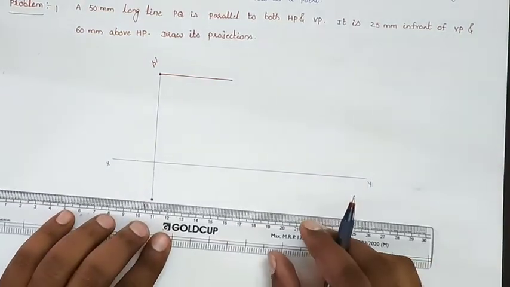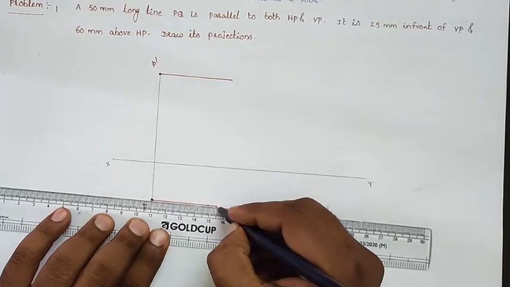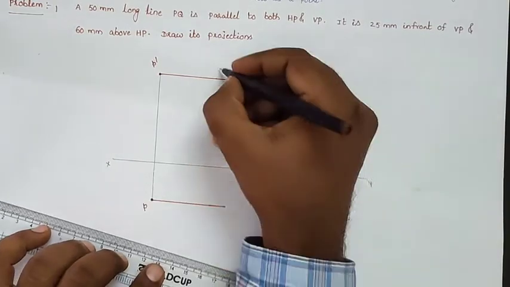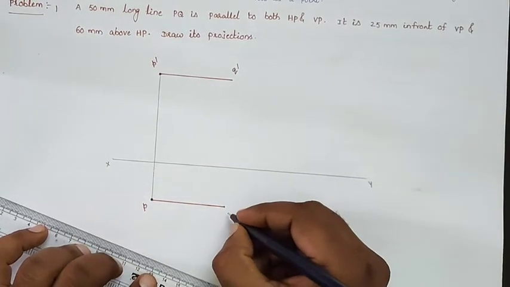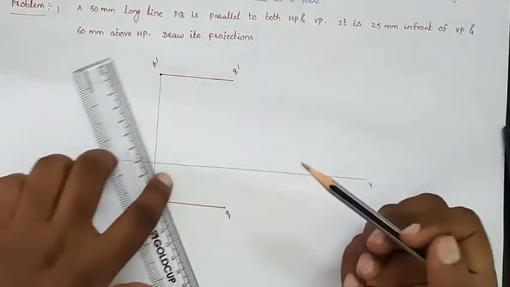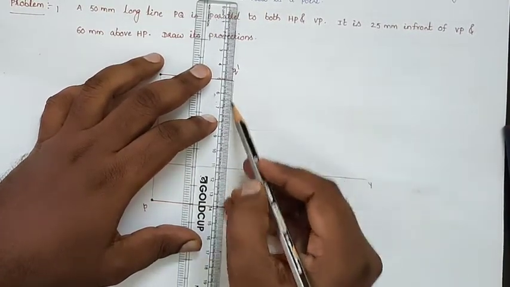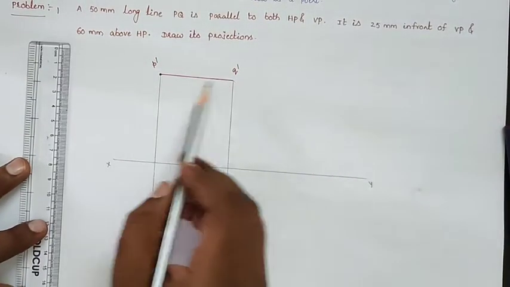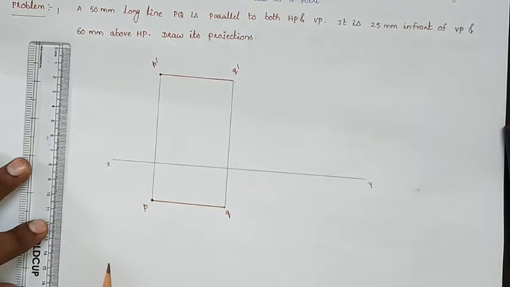Similarly, from point P also we will draw a line. And here you can locate P dash and Q dash, and here the top view of the line is PQ. After that you can join Q dash and Q point also. So here P dash Q dash is our front view and PQ is our top view line.